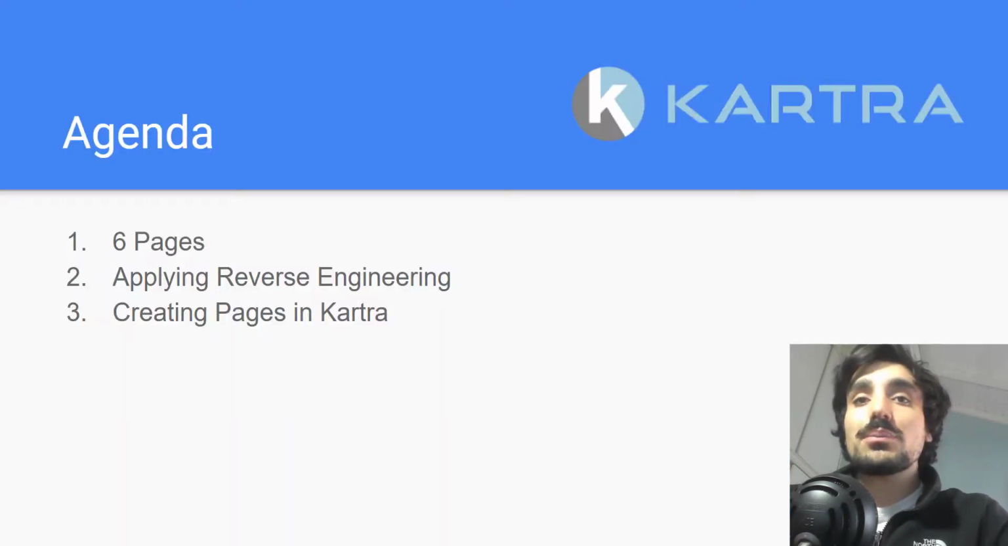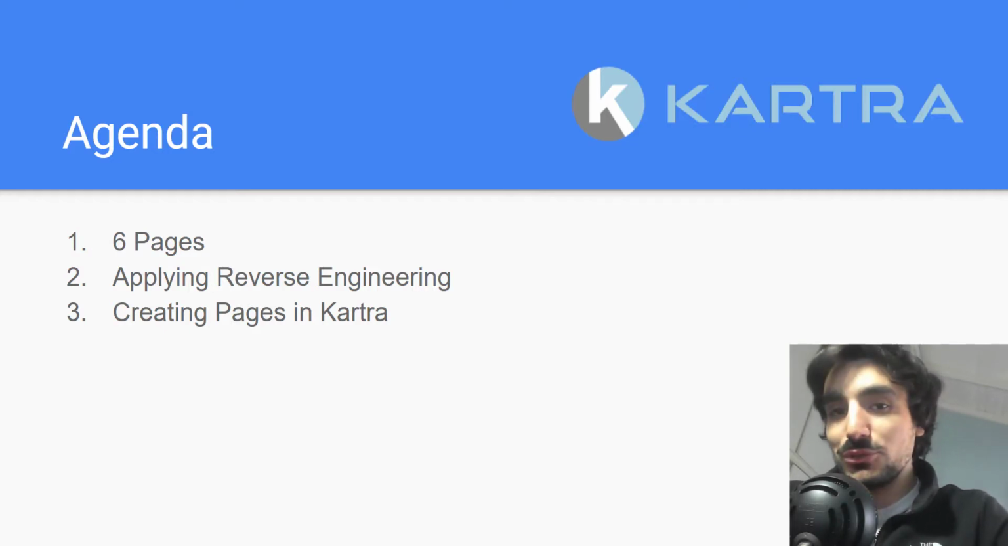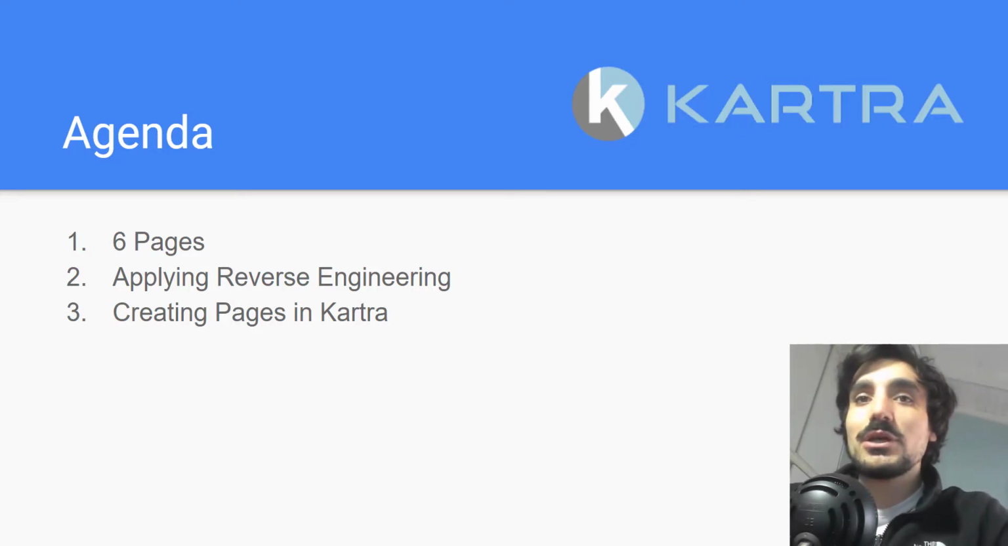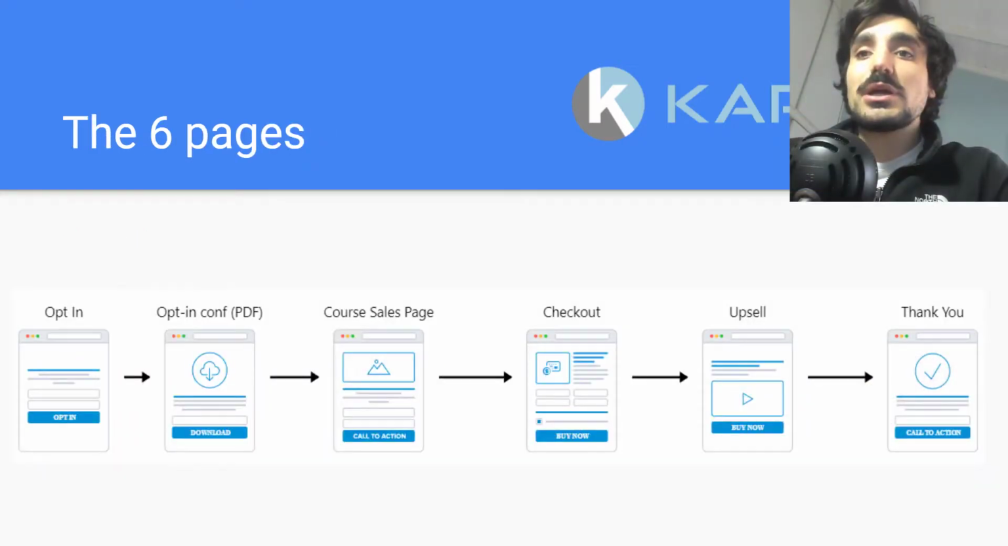So first we're gonna build the 6 pages. We're gonna do a quick recap of what we have to build. Then we are going to apply the reverse engineering logic for these pages, and then we will hop into Kartra, which I'm sure that's the reason why you are here. So let's start. The 6 pages.